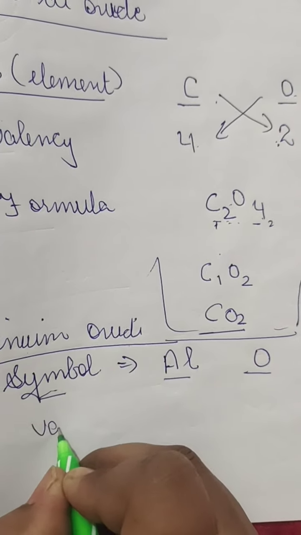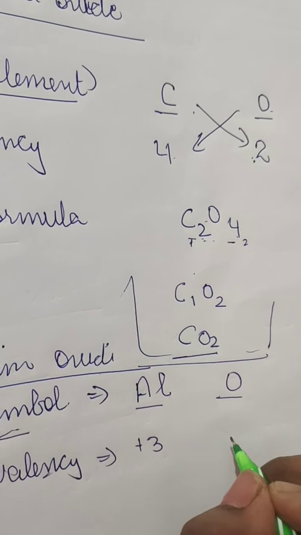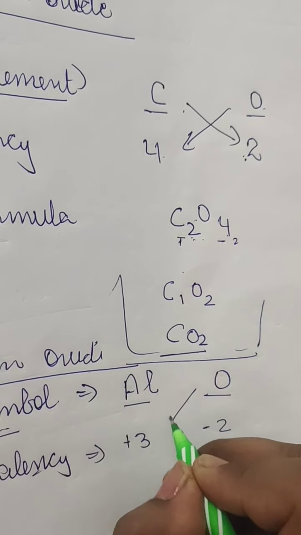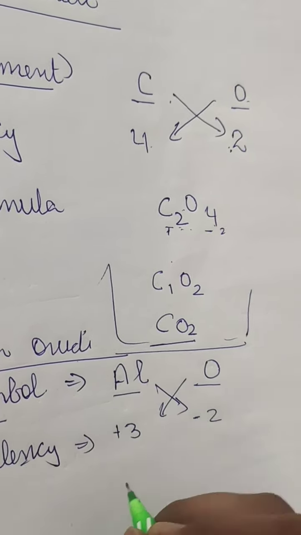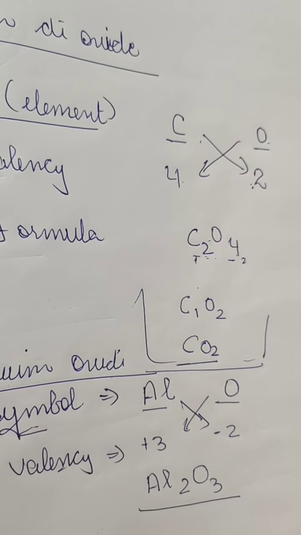So the valency of aluminium is 3, so it's +3 actually because it's a metal. Positive ions should be written on the left hand side and negative on the right hand side. Oxygen has the valency -2. It will be crossed. It will be Al, so 2 will come here, and O3. It's Al2O3. It's the formula of aluminium oxide.